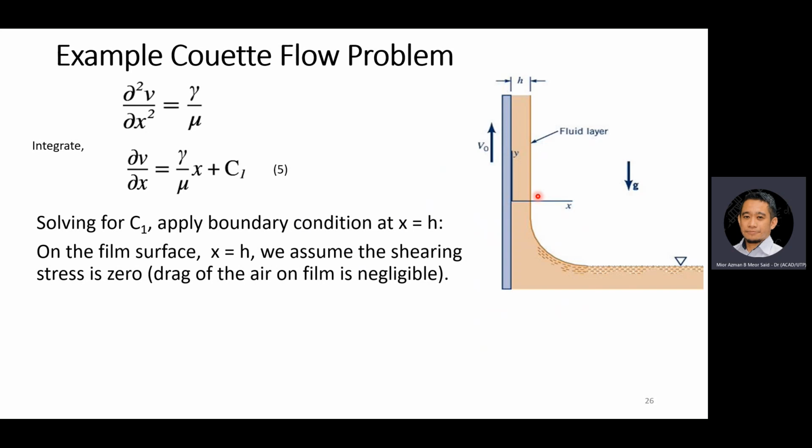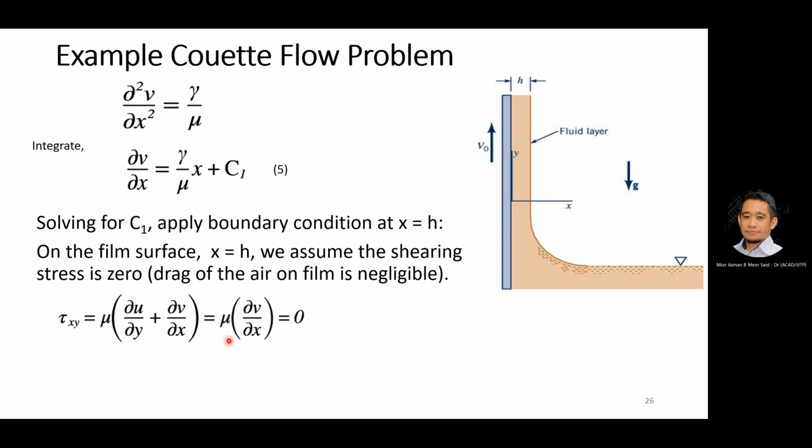I think you should remember this condition from your Fluid Mechanics 1 on surface tension. For a steady state, the shear stress is equal to 0. Now it's a fixed plate, so the shear stress at x equal to h is equal to 0. If you remember from our previous week, the shear stress formula: shear stress τxy equals the viscosity times the gradient, partial u partial y plus partial v partial x.